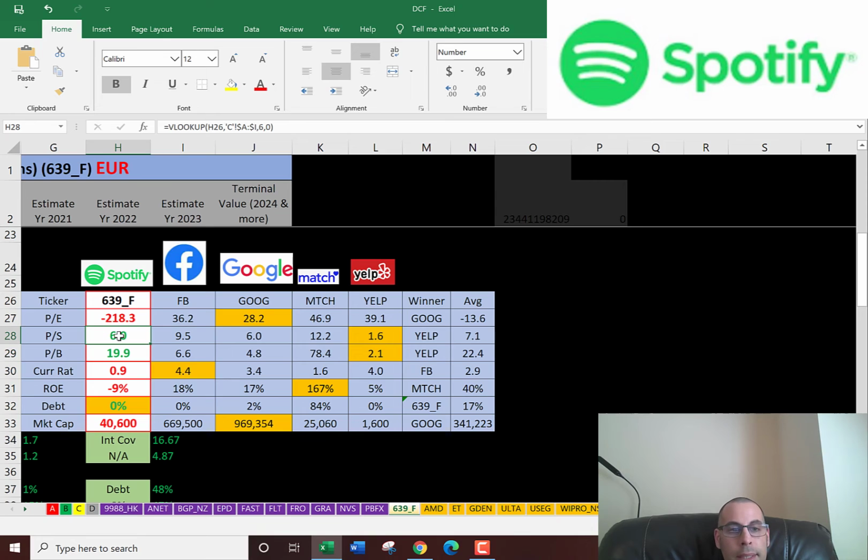They have a better price to sales ratio and a better price to book ratio than their competitors. They have a lower current ratio. They have negative ROE, so you can't really look at that. They have no debt, just like Facebook and Yelp. And they're much smaller than the average company. The average is $341 billion because companies like Google and Facebook really drag up the average.